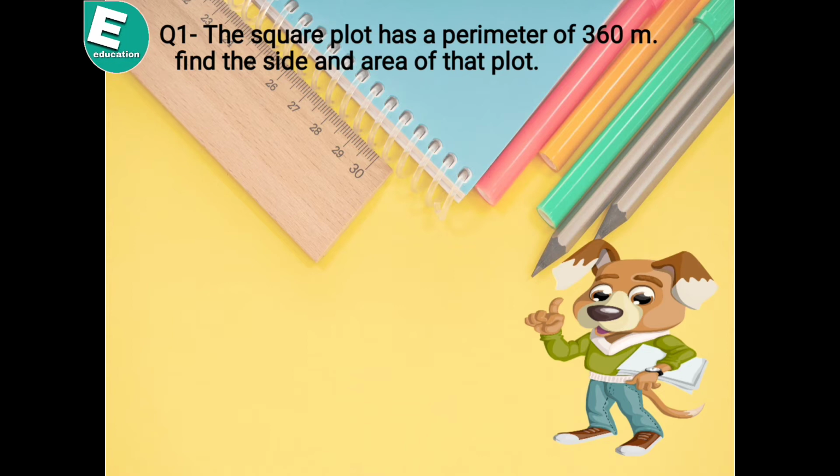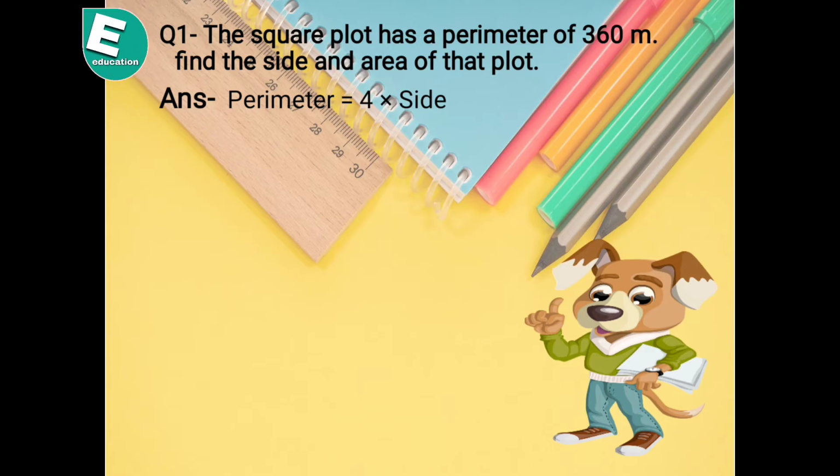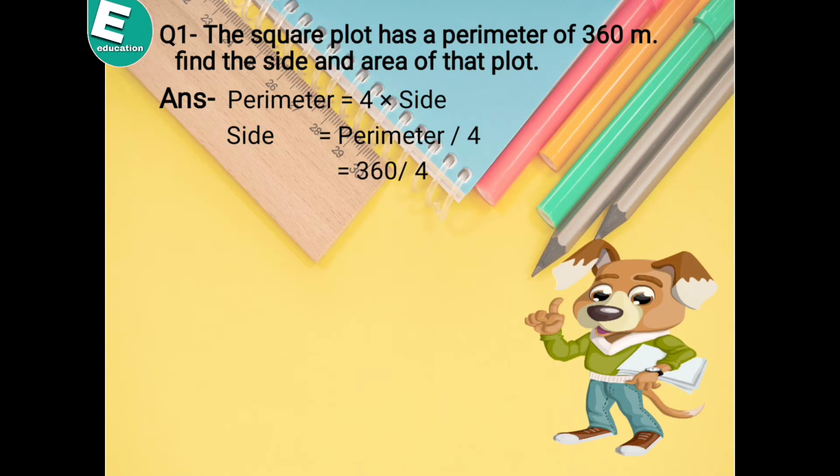It is a square plot, and we know the perimeter of a square is equal to 4 into side. Here we have to find the side. So we can write the formula as side is equal to perimeter divided by 4. On putting the values, we get 360 divided by 4, which gives 90 meter.